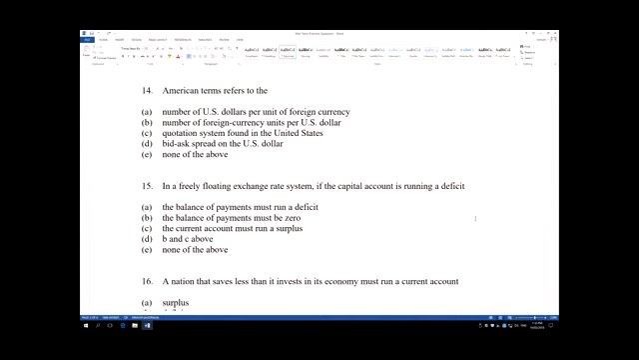Question 16. A nation saves less than it invests in its economy. How to think about this one? If a nation saves less than it invests in its economy, it must be borrowing from outsiders.